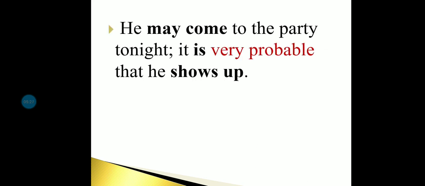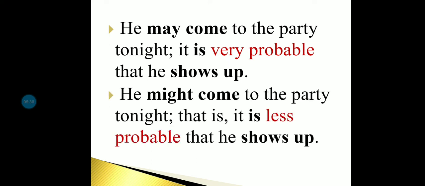The first one, he may come to the party tonight. That is, it is very probable that he shows up. Okay? And he might come to the party tonight. This is less probable. He might come to the party tonight. That is, it is less probable that he shows up. Okay?